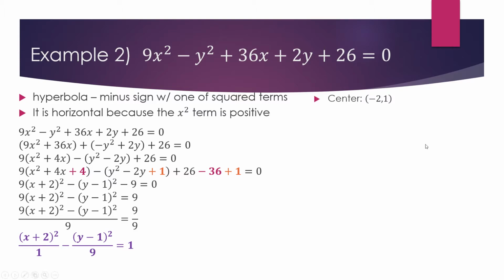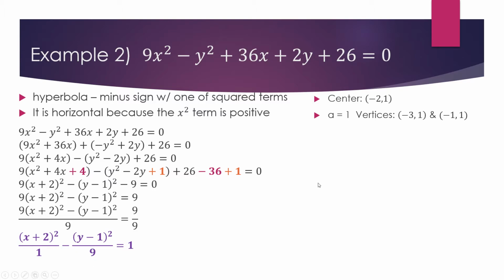Identifying our key features, our center is the point negative 2, 1. Our a value, now remember in a hyperbola, a is always with the positive term. It's not necessarily the biggest number. So a is 1. So our vertices, because it's horizontal, are going to be one space to the left and right of our center. So our vertices are at negative 3 comma 1 and negative 1 comma 1.